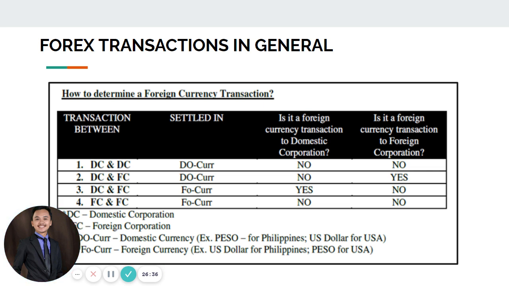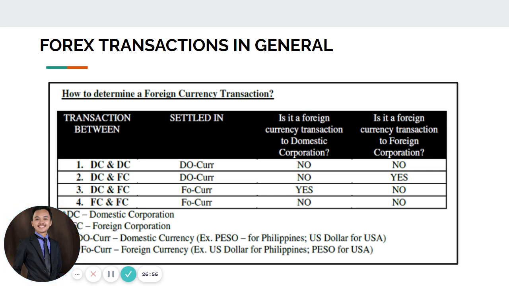So, in this case, guys, ang gibayad ni foreign corporation is dollar, for example. Okay? So, in this case, there is a foreign transaction. Okay? There is a foreign currency transaction since what we have received as a domestic corporation is dollar.